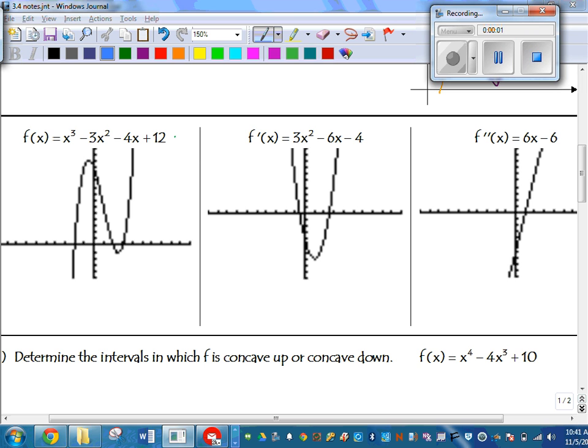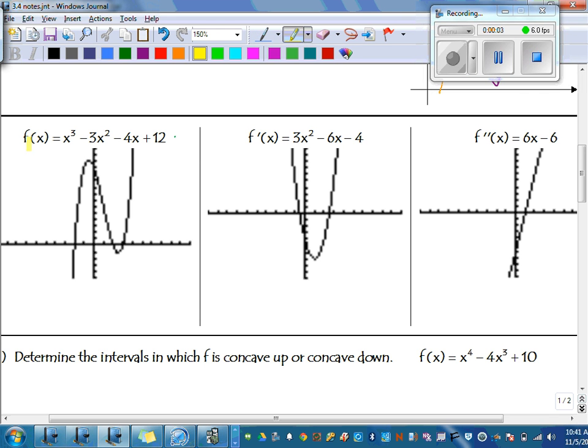At the graphs here, we have three functions. We have f of x, the derivative of f of x, and the second derivative of f of x. We're going to take a look at how these two functions, derivative and second derivative, tell us some stuff about this original function.